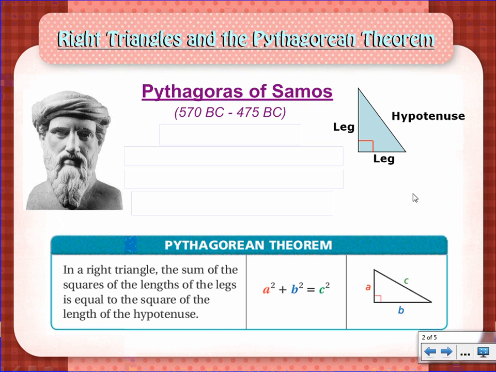But what I want to do is take a little sidebar and talk about Pythagoras of Samos. This is the man that the theorem is named after. But what's interesting is that the theorem wasn't really something that Pythagoras came up with, nor were he and his followers the first people to use that relationship.